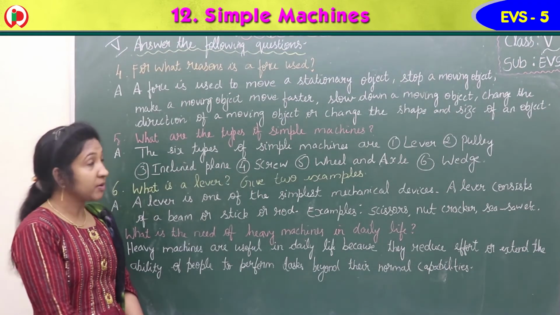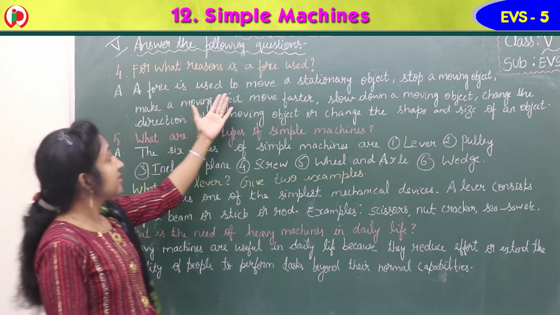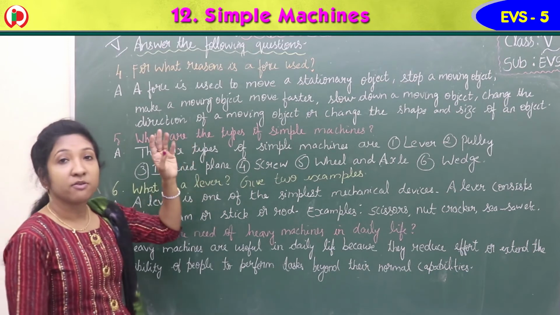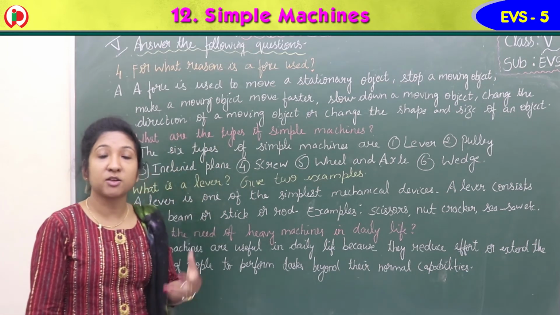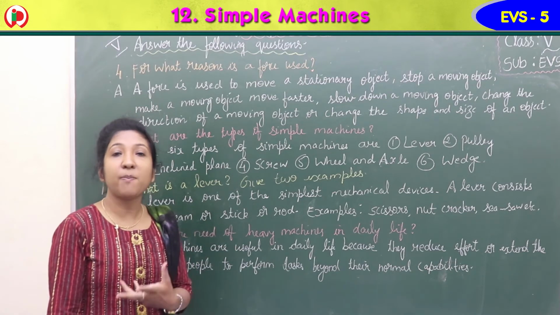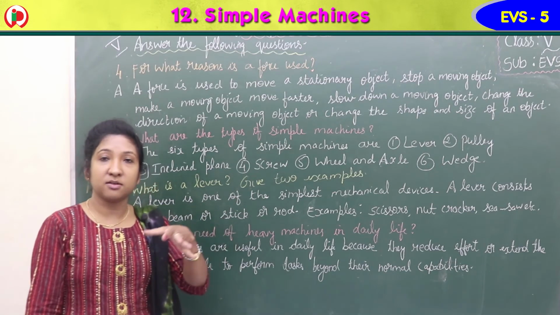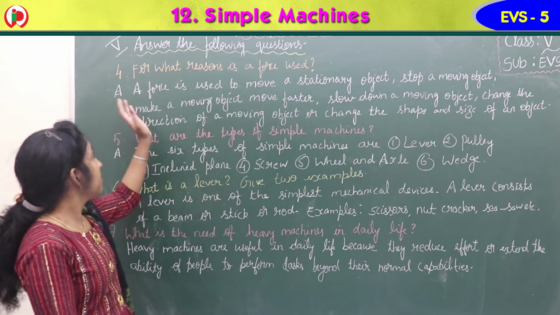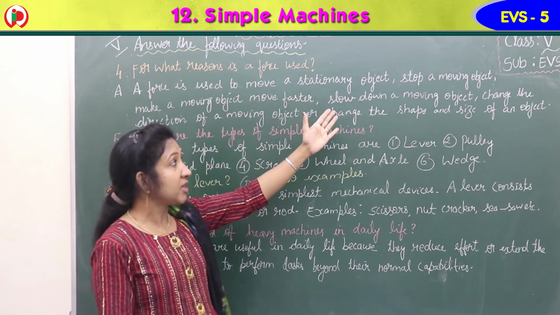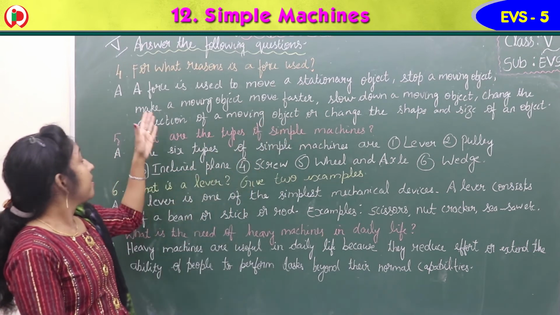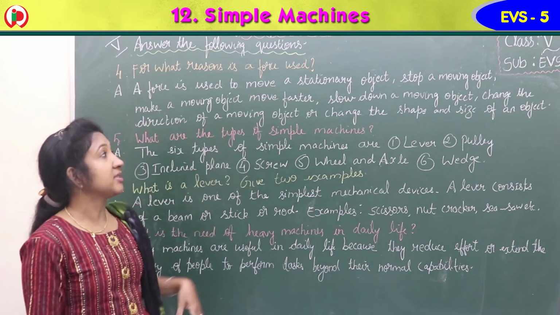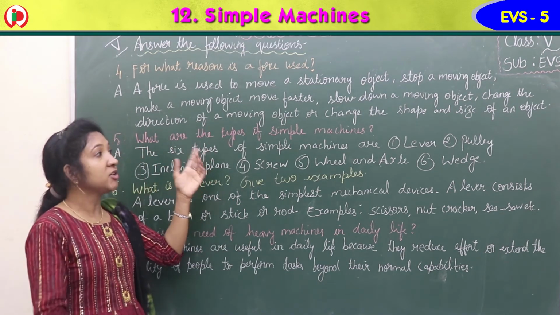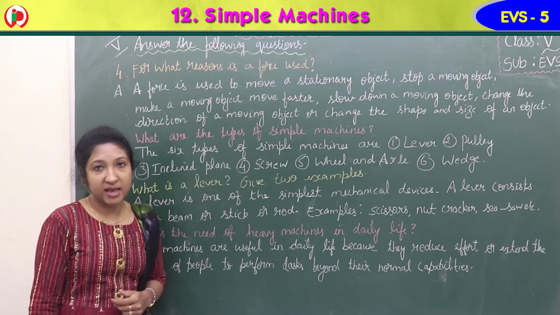Children, our next question, coming to the fourth question, for what reasons is a force used? So which are the reasons where we use force? Okay, we know force we need to push an object, move an object, to change the direction, to stop an object, to increase the speed, to lessen the speed, to change the size and shape of an object, isn't it? Yes. So answer, a force is used to move a stationary object, stop a moving object, make a moving object move faster, slow down a moving object, change the direction of a moving object, or change the shape and size of an object.